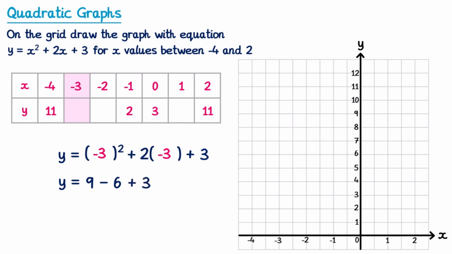9 take away 6 is 3, and if you add 3 to that, you get 6. So when x is -3, y is 6, so we can add that to the table. Now let's move along and have a look at when x is -2.